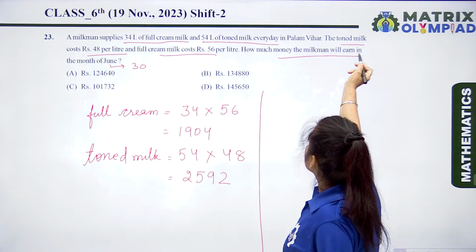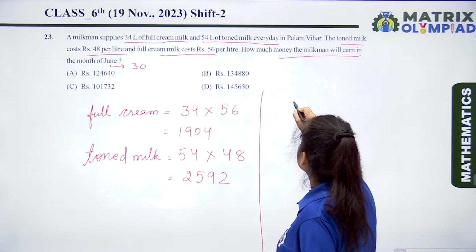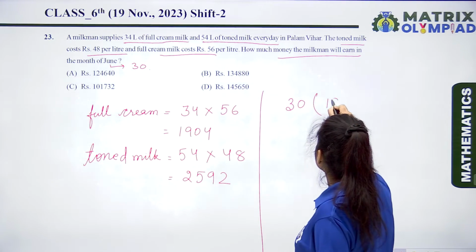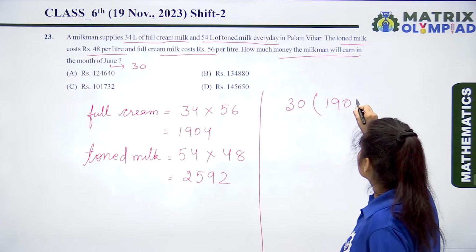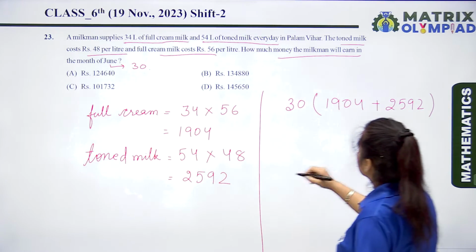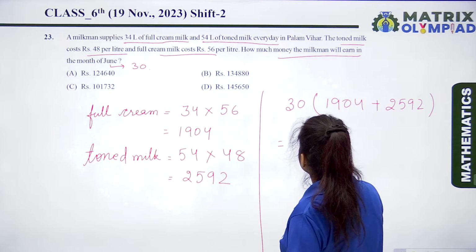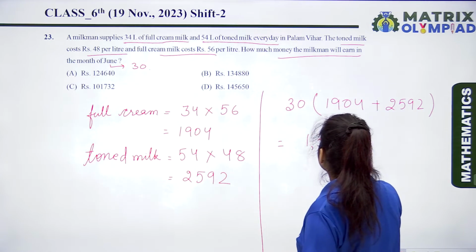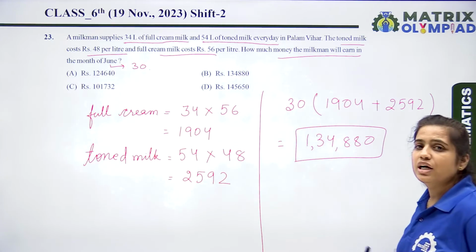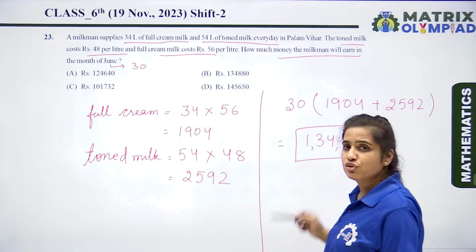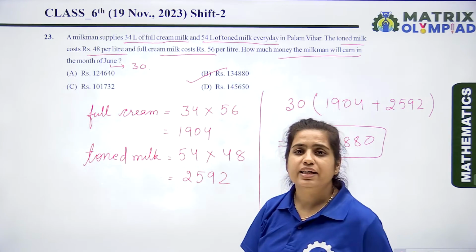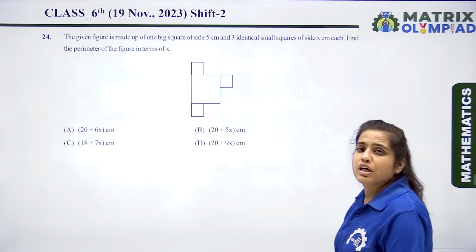how much money the milkman will earn in the month of June. So here 30 multiplied by 1904 plus 2592. So here after calculation we get 1,34,880. So the total money earned by the milkman is 1,34,880. So option B is the correct answer. Now let's solve the next question.